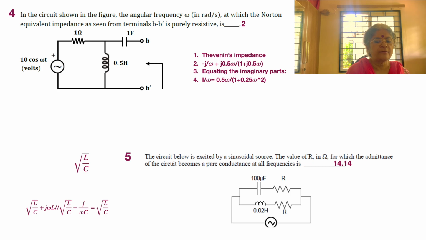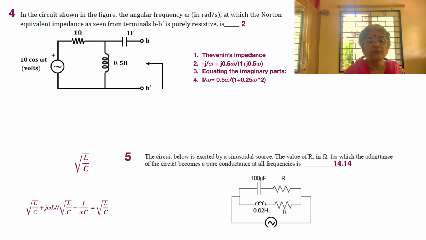Then we have a resistor of 1 ohm, and then we have 0.5 Henry. And near terminal BB dash, from where we are looking into the circuit, we also have a capacitor of 1 farad. The question is: in the circuit shown in the figure, find the angular frequency omega, in radians per second, at which the Norton equivalent impedance as seen from the terminals BB dash is purely resistive. Again we have the same resonance phenomenon here, since the frequency is such that we have resonance, and the entire circuit becomes resistive in nature.